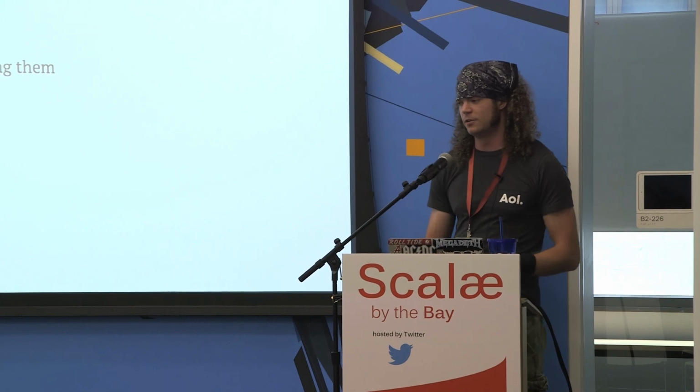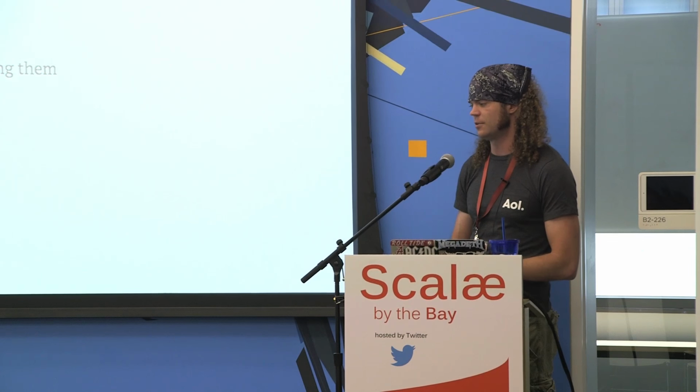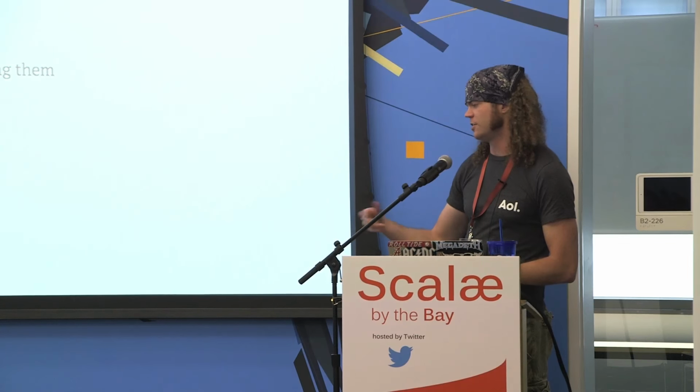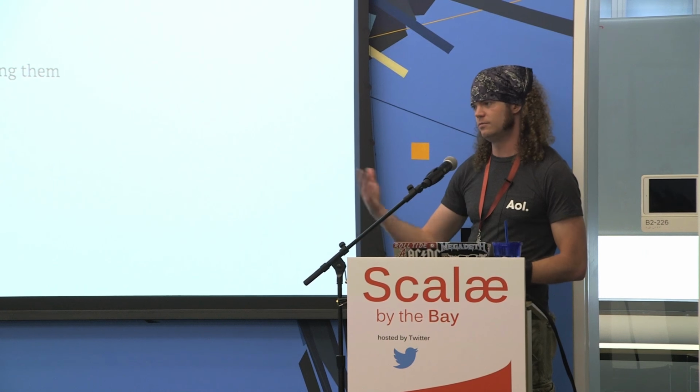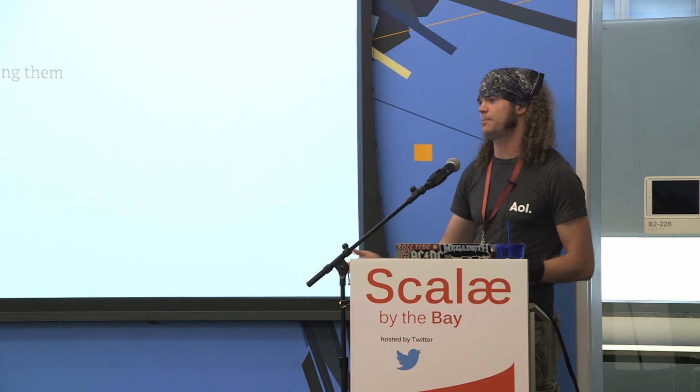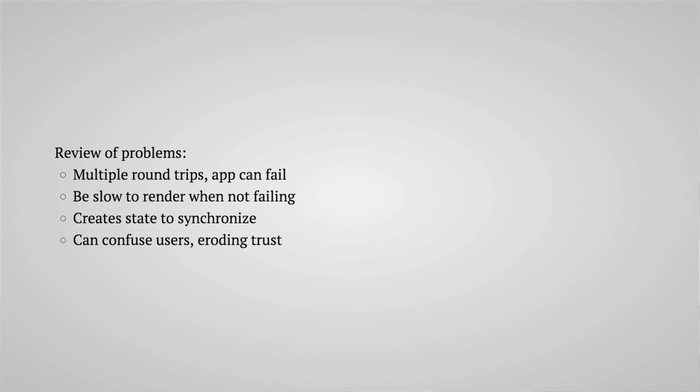You can do this and actually enjoy writing it, because obviously if you're doing client-side rendering, you can make a conscious decision: I'm gonna sling it there, get the promise or whatever, and when it's done, actually show it, maybe put a spinner. You can design your app that way. It's not impossible. But let's review these problems. You got multiple round trips, and the app can fail. It can be slow to render even if it's not failing, because you have a slow internet connection. You got state you have to synchronize, and you can confuse the users and erode user trust.